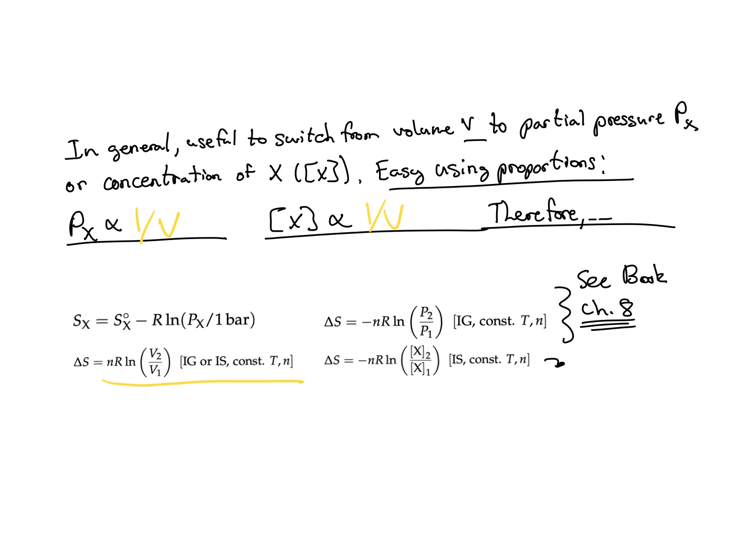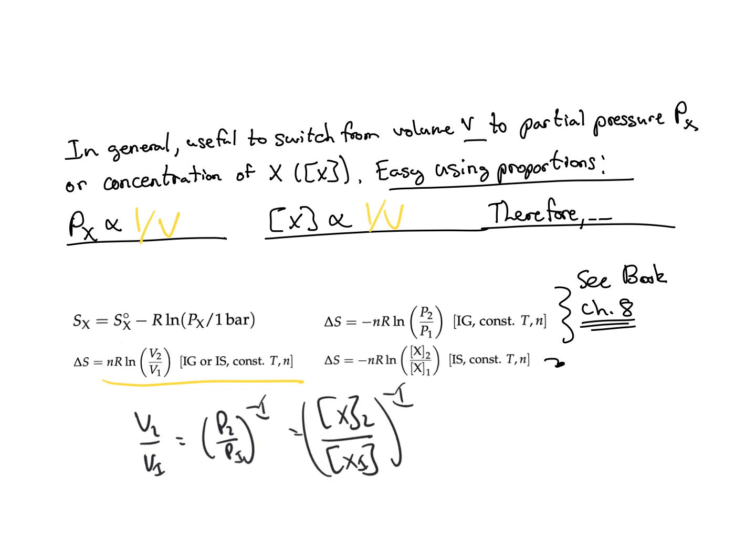So the exact same way that I switched this equation around, V2 over V1 is equal to P2 over P1 to the minus 1, which is equal to X2 over X1 to the minus 1. When I plug that into this equation, the negative 1 power, because I'm taking the ln of it, comes out as a negative sign. So I get this form of the equation, which is another nice way to describe it.